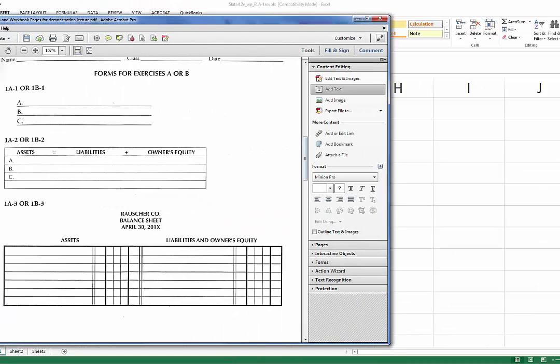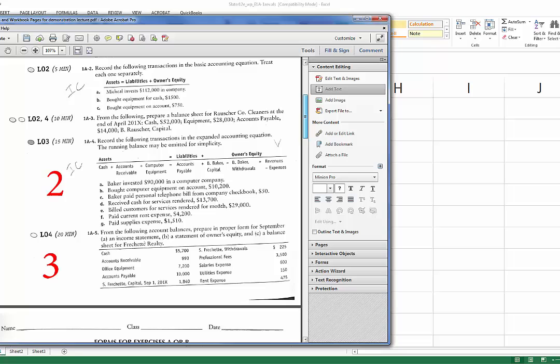So I'm going to pull this back up, and number 2 up here says, record the following transaction in the expanded accounting equation. So we just talked about the basic accounting equation, which was listed right up here, the assets, liabilities, and owner's equity. Well, assets is a category, but now we have several different types of assets. So in this problem, we have cash, and we have accounts receivable, and we have computer equipment. All of those things have value to us. So therefore, they're an asset.